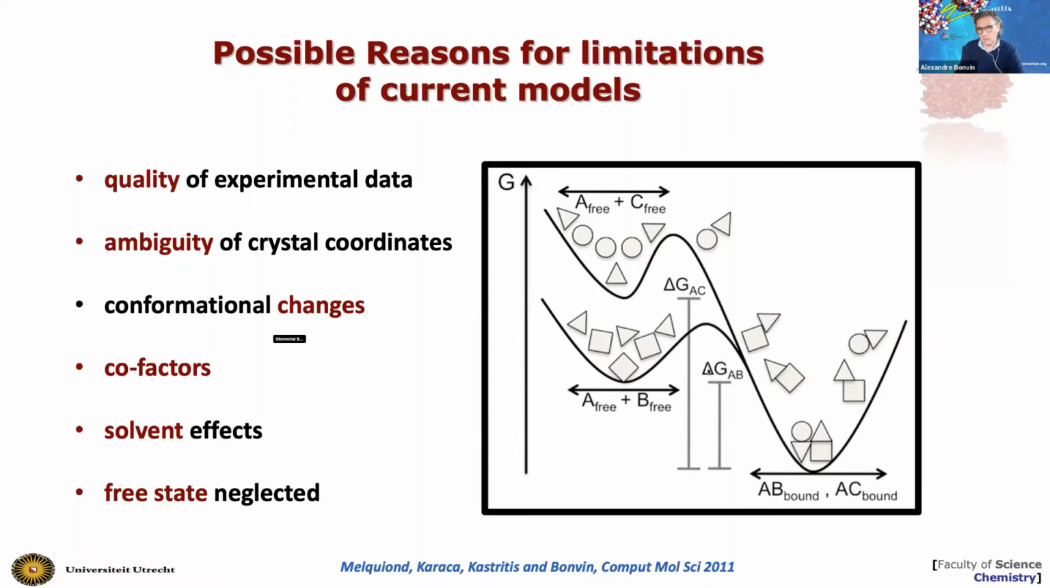But in this example, the difference in binding affinities, which is the difference between the bound state and the free state, comes from the free state. Because here we have a higher free energy of the free state than this one. This is a lower free energy, and it means that the AC complex in this example binds stronger than the AB complex. Now, if we don't consider the free state in our binding affinity prediction, then that's one of the limitations of things. And then conformational changes, entropy, all of that.